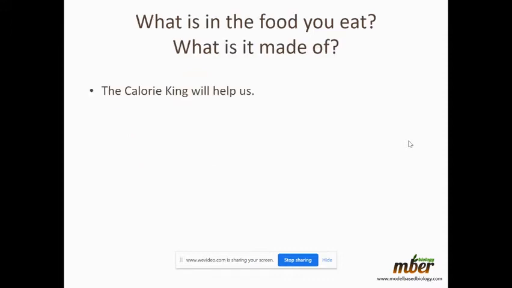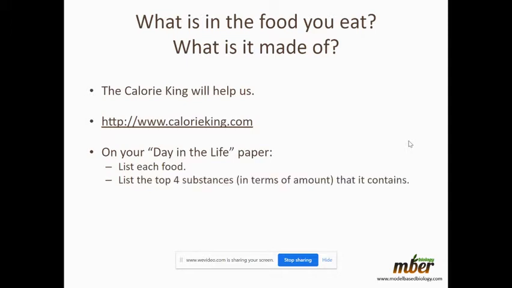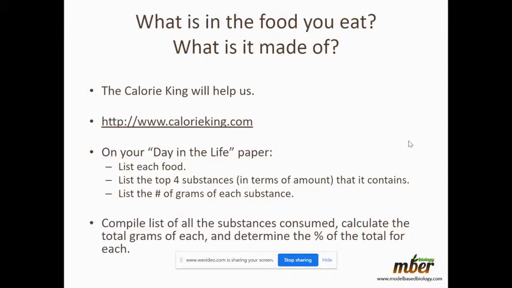So we're going to take a look at what is in the food that we eat. What is it made of? We are going to do an activity called Calorie King. It's going to help us figure out what is in the food we eat. I have this linked in our Google Classroom, and on your day in the life paper, we're going to list out each food and then list the top 4 substances in terms of amount that it contains. Then we're going to list the number of grams of each substance. And then we're going to create a whole list of the substances consumed, calculate the total grams of each, and determine the percentage. I do this with you.